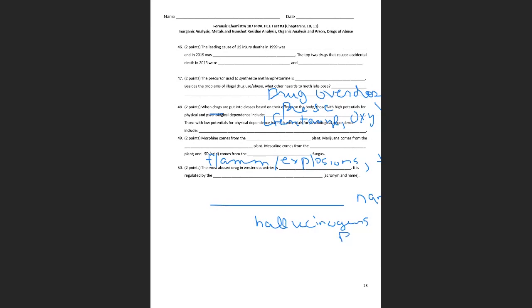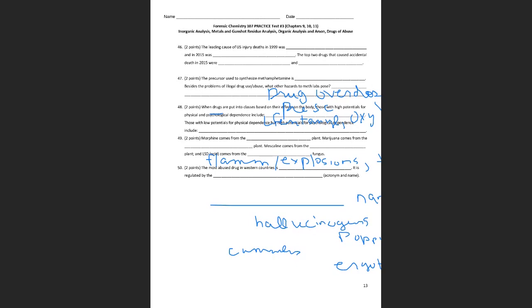Morphine comes from the poppy plant. Marijuana comes from the cannabis plant. Mescaline comes from the peyote cactus, and LSD comes from the ergot fungus. Those are all natural products, so they're good for you, right? No, they're not good for you.